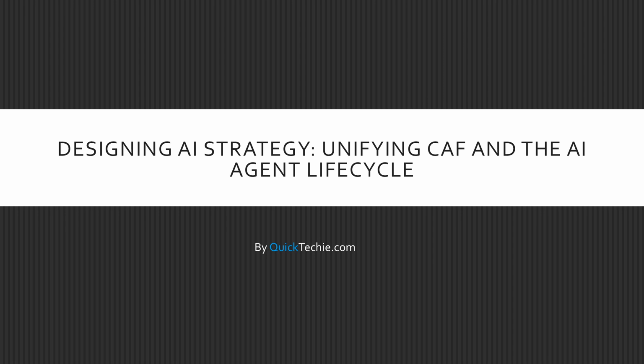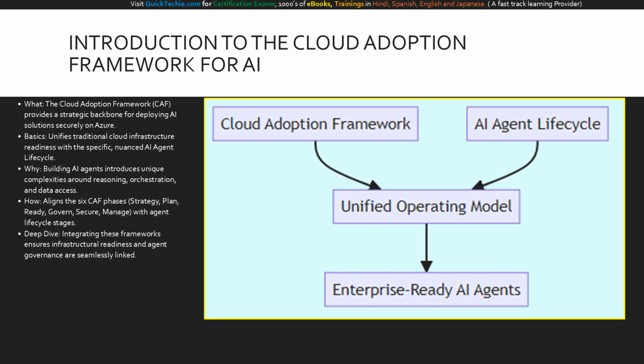Welcome, everyone. Today, we are exploring how to design a robust AI strategy for business solutions by implementing the AI adoption process from the Cloud Adoption Framework for Azure. When designing an overarching AI strategy for business solutions, your primary focus must be implementing the AI adoption process defined by the Cloud Adoption Framework, or CAF, for Azure.